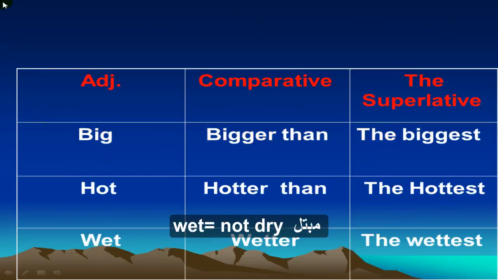What about if the adjective ends with a consonant and there is a vowel before it, like big? Before the last letter: big, I; hot, O; wet, E. Big, bigger than, the biggest. Hot, hotter than, the hottest. Wet, wetter than, the wettest.